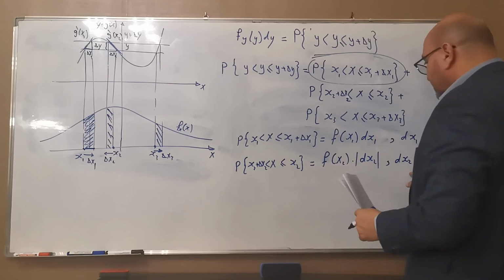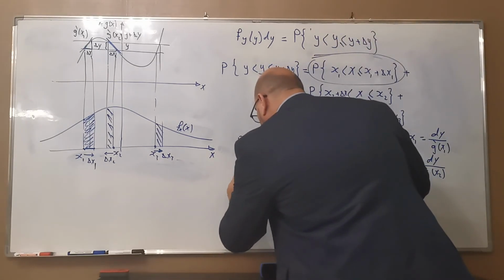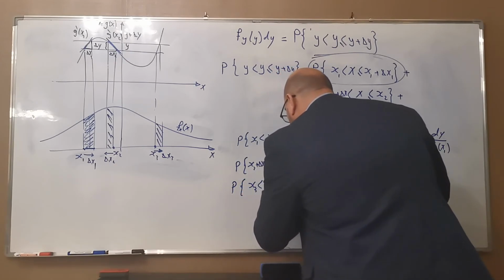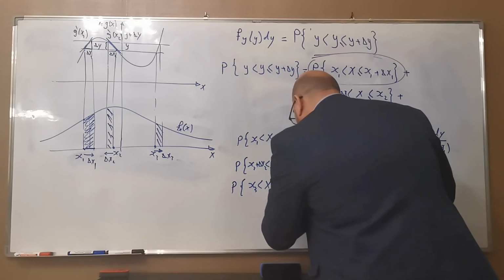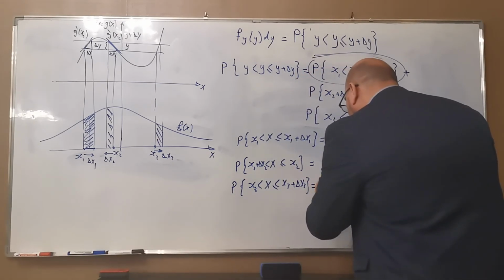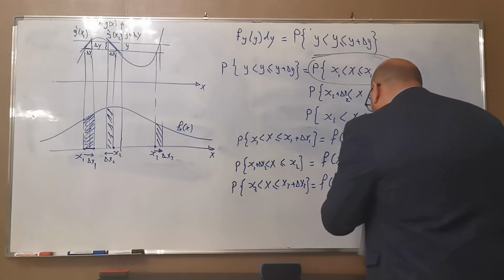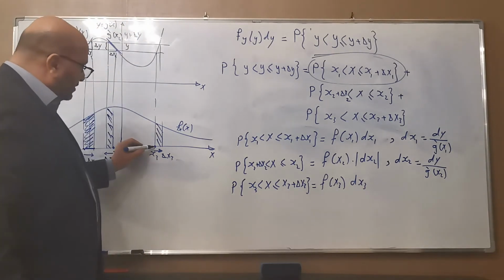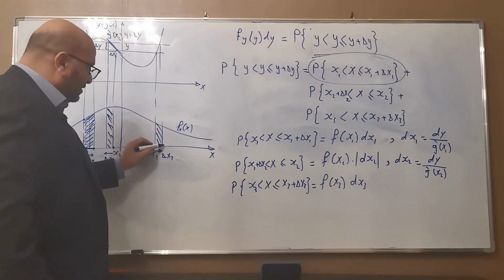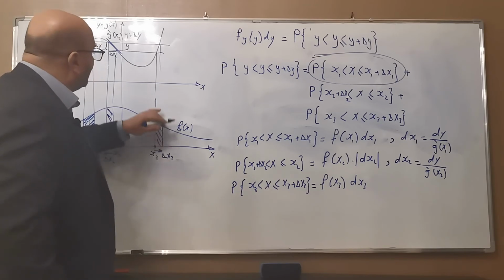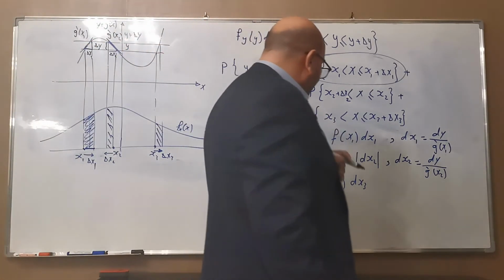All right, so this is dx2, and the last one, the probability of x greater than x3 and less than or equal to x3 plus delta x3, is equal to f of x3 times dx3. And as I said here, it's not a displacement, it's a distance. So the distance is delta x3 multiplied by the amplitude.